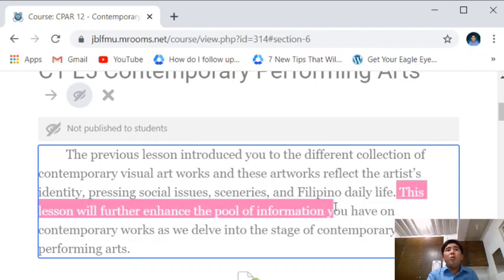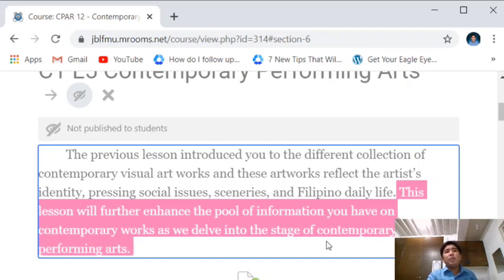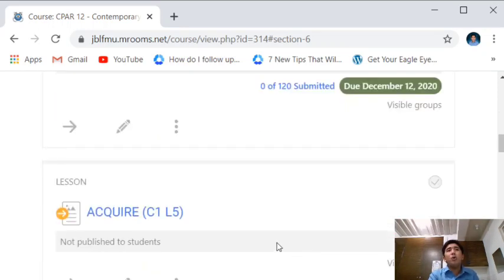This lesson will further enhance the pool of information you have on contemporary works as we will delve into the stage of contemporary performing arts. Now we're going to go to the acquire part.